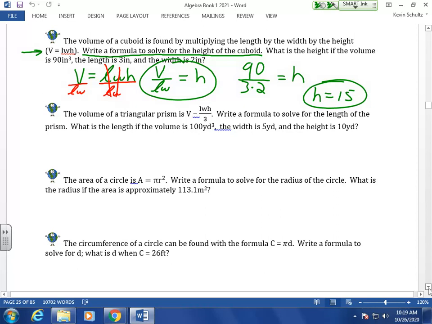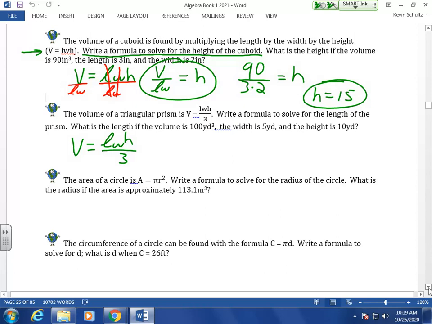The next one, the volume of a triangular prism is length times width and height divided by 3. Write a formula to solve for the length of the prism. What is the length if the volume is 100 cubic yards, the width is 5, and the height is 10? So for starters here, I'm taking this formula and I want to solve it for the length. So I want to isolate L.